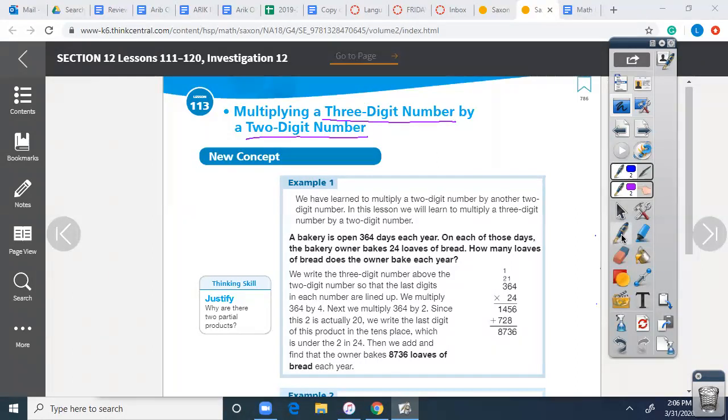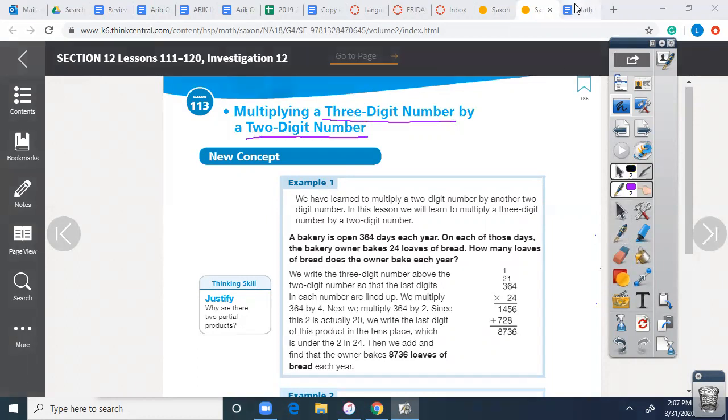We are going to read this example, and then we'll just go to another page, and I will explain how to do 3-digit by 2-digit multiplication. So, a bakery is open 364 days each year. On each of those days, the bakery owner bakes 24 loaves of bread. How many loaves of bread does the owner bake each year? So when you read this problem, you should know we're going to multiply because we have 364 days times 24 loaves each day.